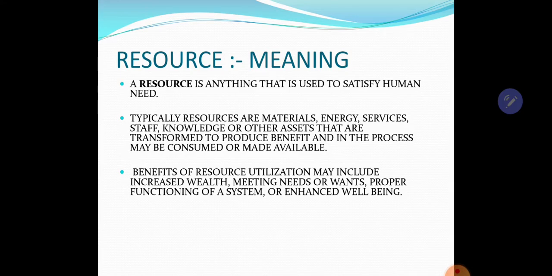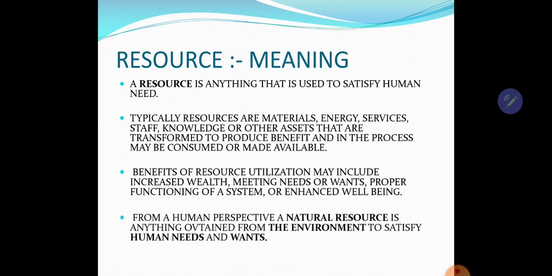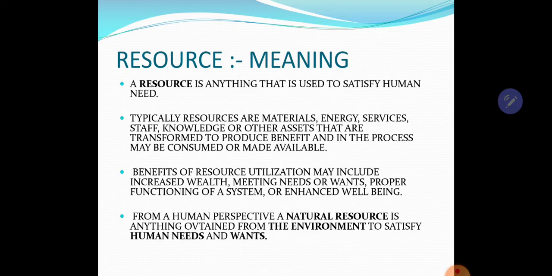Now all these benefits of resource utilization may include increased wealth. We increase wealth by using them, meeting our needs or wants, like we get food, proper functioning of a system, or enhanced well-being. So these resources are used for all these purposes. From our perspective, in a very simple language, a natural resource is anything obtained from the environment to satisfy human needs or wants.